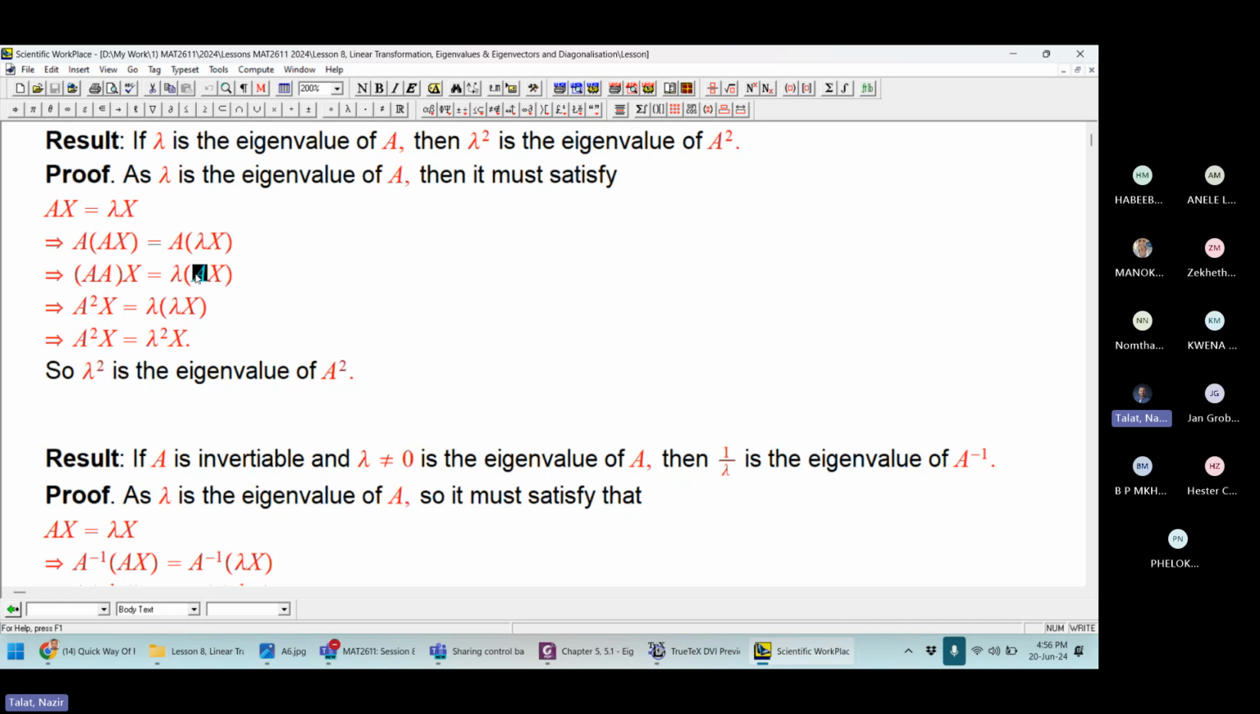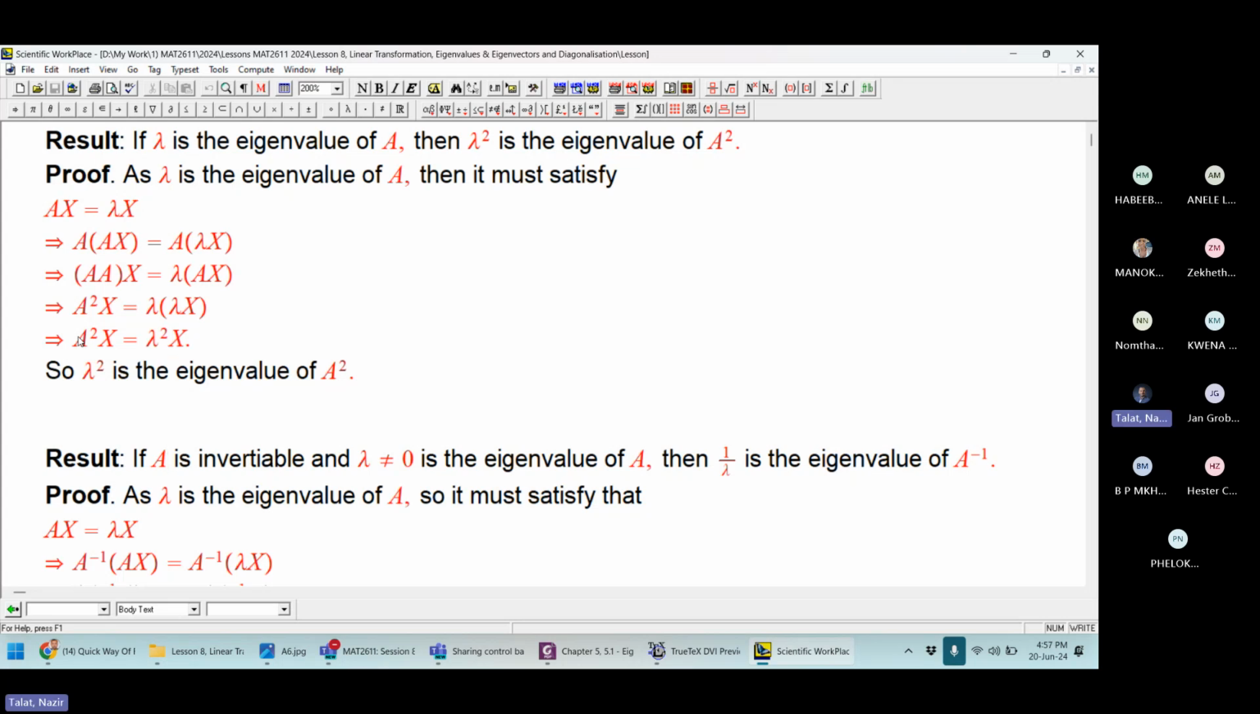We know that here we have Ax, but it is given that lambda is the eigenvalue. It means Ax equal to lambda x. So instead of Ax, we can again write lambda x. And we know that lambda times lambda is equal to lambda square. It means A square x is equal to lambda square x. This is the definition of an eigenvalue: if A square x equals lambda square x, then lambda square is an eigenvalue of A square.